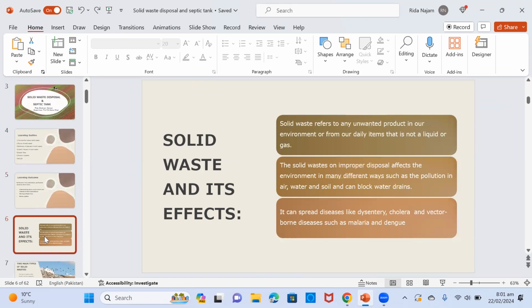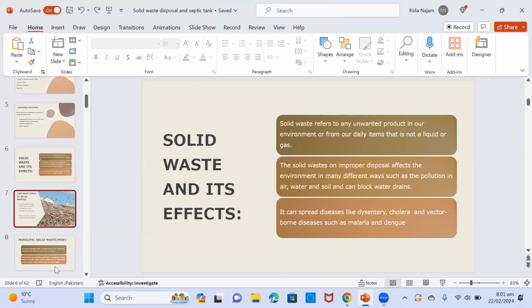Solid waste and its effects. Solid waste refers to any unwanted product in an environment or from daily items that is not liquid or gas. Improper disposal of solid waste affects the environment in many different ways, such as pollution in air, water, soil, and it can block water drains. It can spread diseases like dysentery, cholera, and vector-borne diseases such as malaria and dengue.